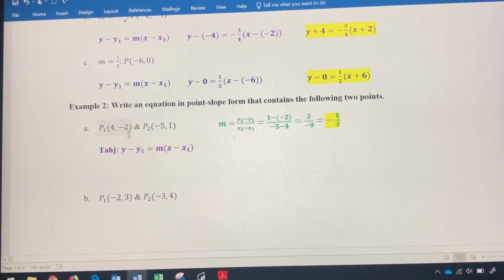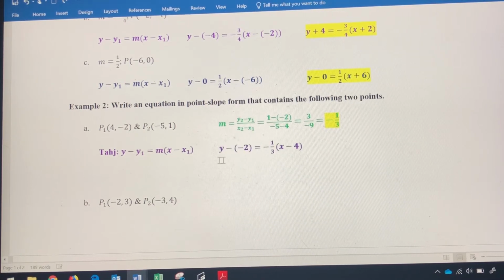So he's going to plug in negative 2 here for y1. He's going to plug in the slope we just found for m, and he's going to plug in 4 for x1, okay? We've got a little cleaning up to do on the left side, nothing to clean up on the right side. So Taj's final answer would be y plus 2 equals negative 1/3 times x minus 4, okay? Taj would be correct because that's one of the equations in point slope form, okay?